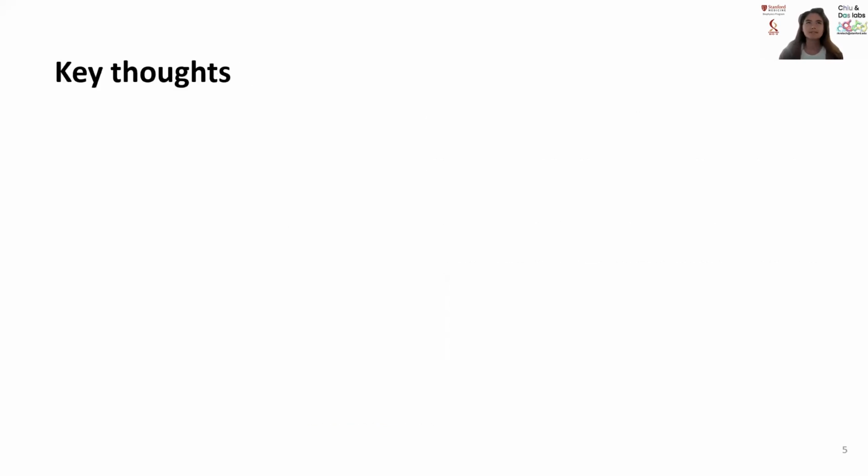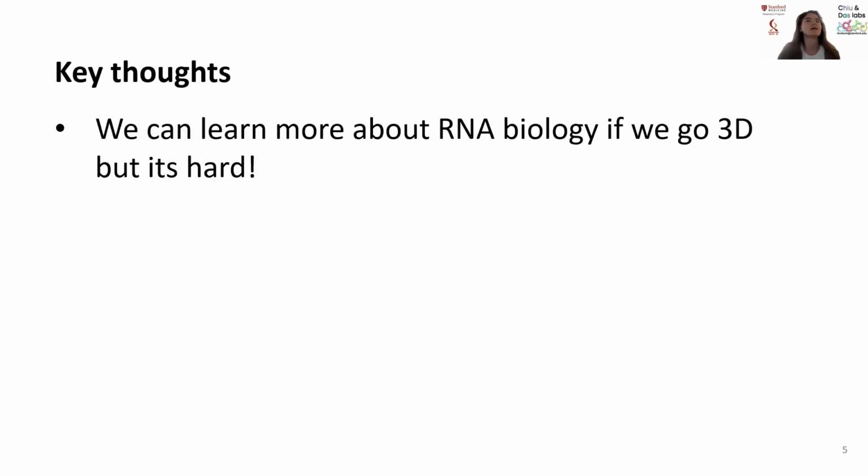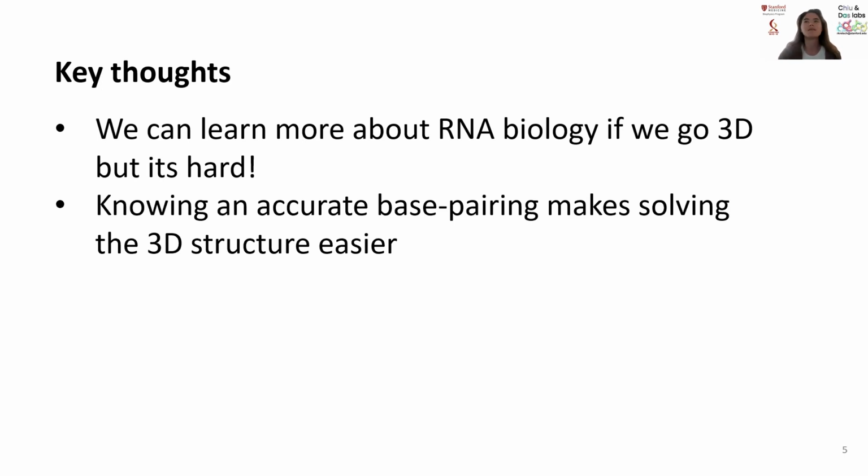I'm going to start with key thoughts about RNA 3D. The first, and I think Slava did a nice little intro as well, and seeing the CGEM models, especially 7K00, which I love as well, Sarah, we can learn a lot about RNA biology and how it works if we go all the way to 3D, so you can see those extra interactions. But it's been historically very hard to get those 3D structures, so we don't have it for all of the RNAs we know of. The second is that knowing accurate base pairing actually makes solving the 3D structure easier.